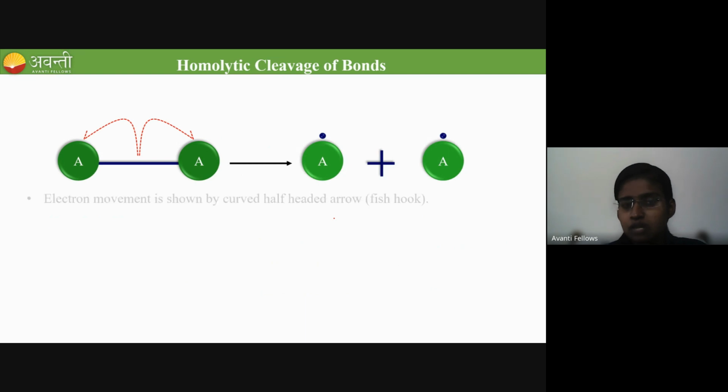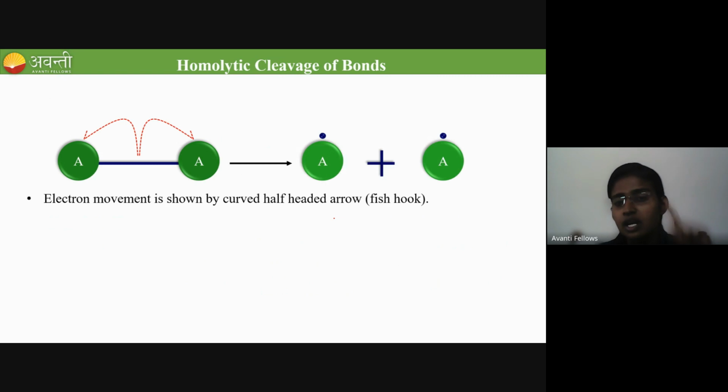Here the electron movement is shown by a curved half-headed arrow, like a fish hook. A single-headed arrow represents that only one electron is moving towards that particular atom. Got it? Now each species has one electron, right? One electron containing species are called free radicals. Very good, so here radicals are formed.